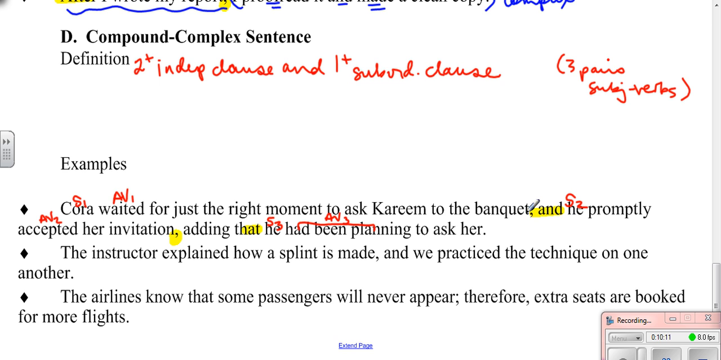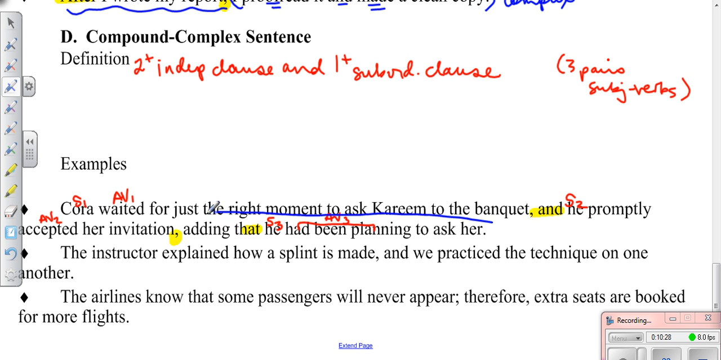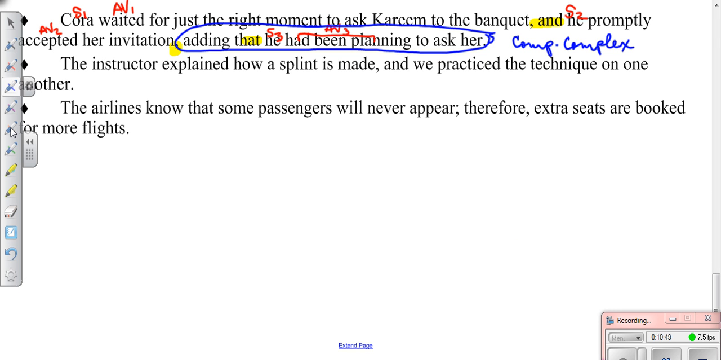Now it is possible to join 3 independent clauses, but this comma and, it would be like a list. You would have independent 1, independent 2, comma, and independent 3. And when I look at this, it's clear that this section right here is a subordinate clause. He promptly accepted her invitation is independent. Cora waited for just the right moment to ask, independent. That makes this compound complex. So if you take your time to label all of your pieces, this is not as bad as it initially seems.